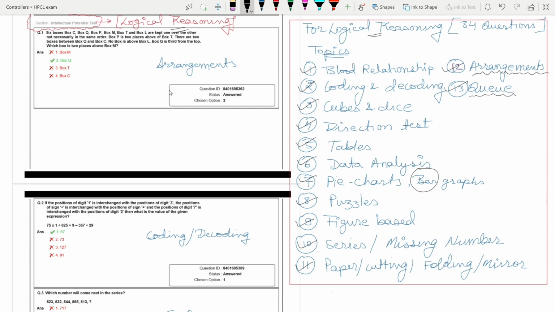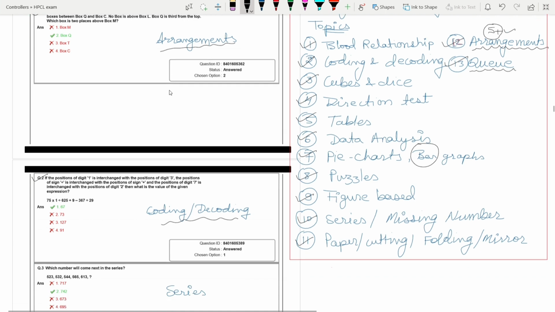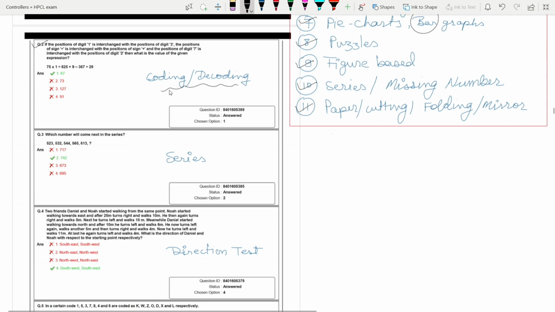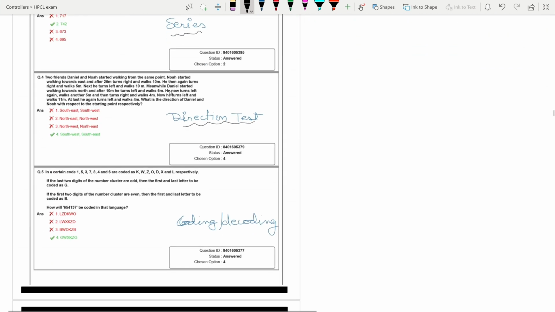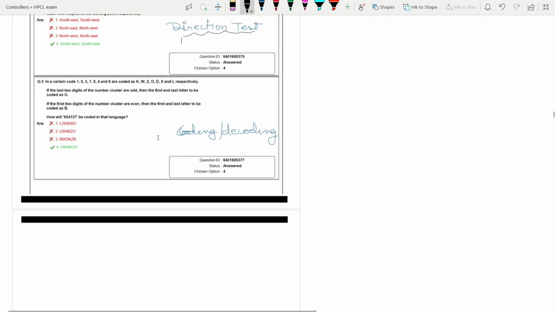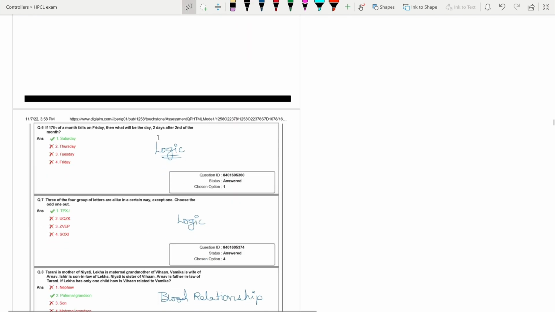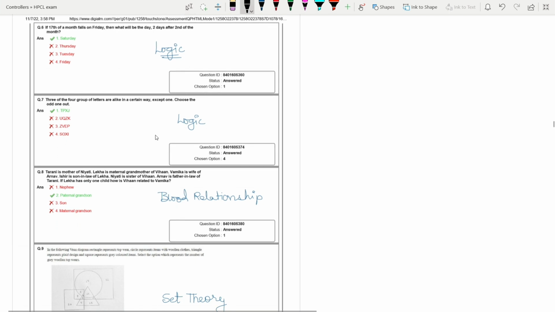Okay, so the first you can see is from the arrangements. Almost 5+ questions were there from the arrangements only. The first question is from arrangement, the next question is from coding decoding logic, and the third question is from the series itself. The fourth one is of the direction test, and yeah, coding decoding logic again. Then you have again the logical questions like odd one out based questions. Again there is blood relationship.